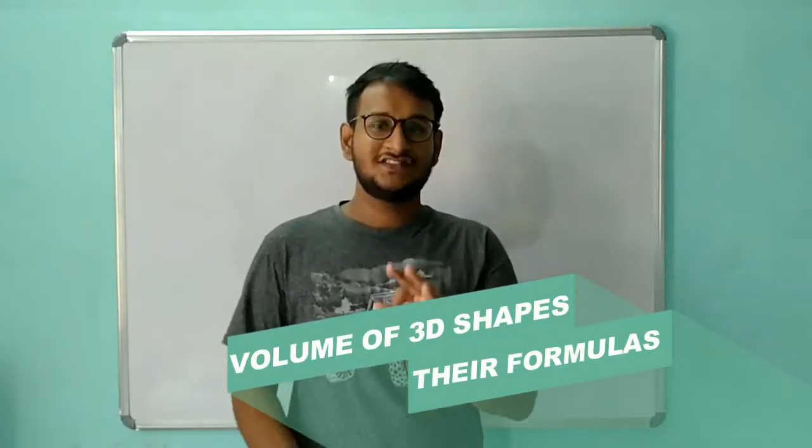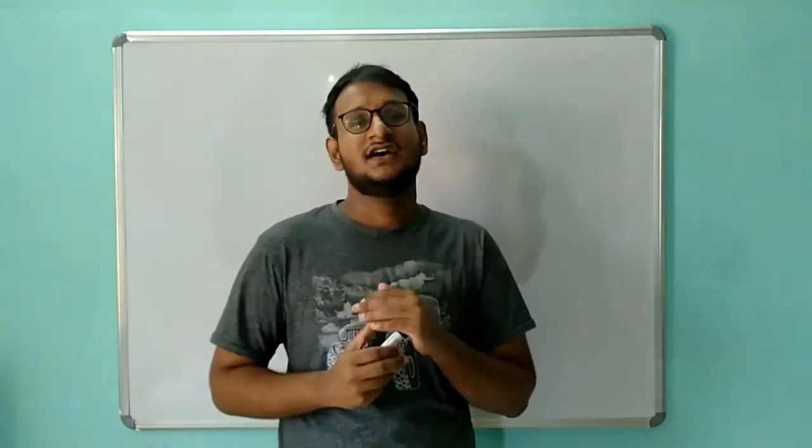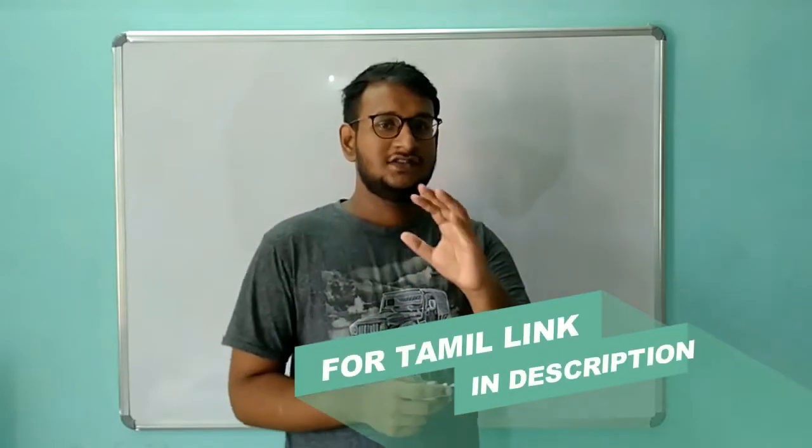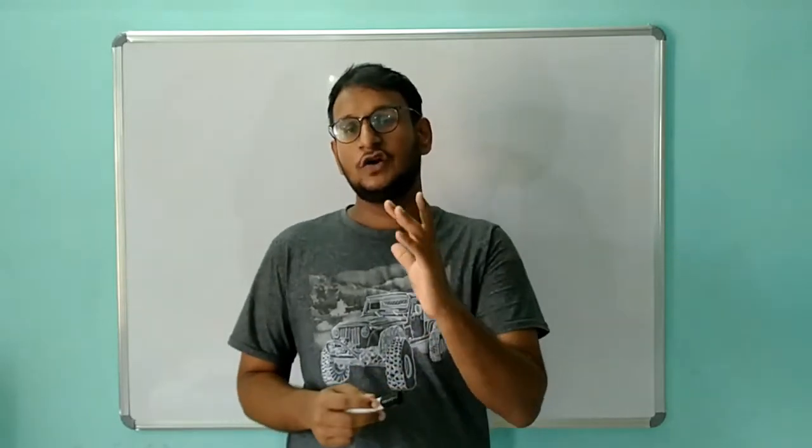I am Ram. So today we are going to see about the volume of three different shapes. That is cube, rectangle, as well as cylinder. So we are going to see the volume formula for these three different shapes: cube, rectangular prism, and cylinder.